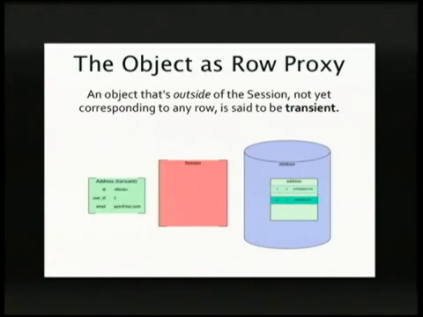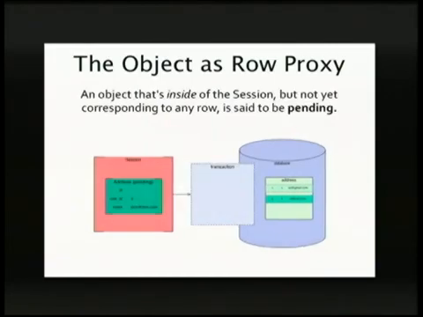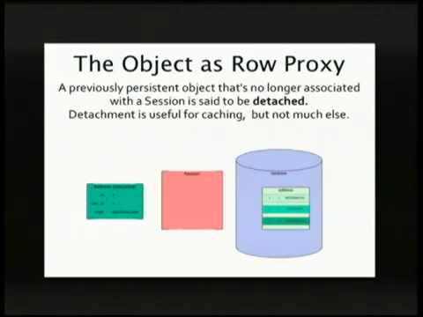An object that's outside the session, like a brand new object we're going to put in the database, that does not correspond to a row yet, is said to be transient. And an object inside of the session, but not yet corresponding to a row, where the flush hasn't happened yet, is said to be pending. Another state that we won't talk about too much here is called detachment. If you have an object that represents a row, but it's been pushed out of a session, it's said to be detached. It's useful for caching, but not much else.